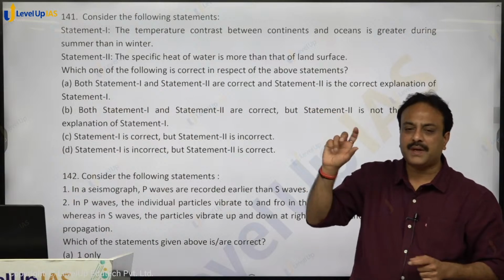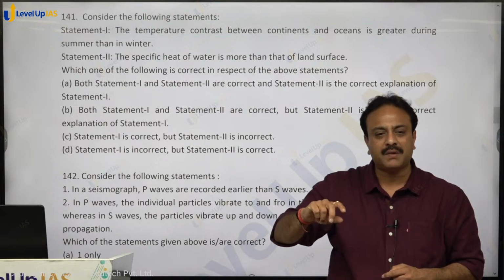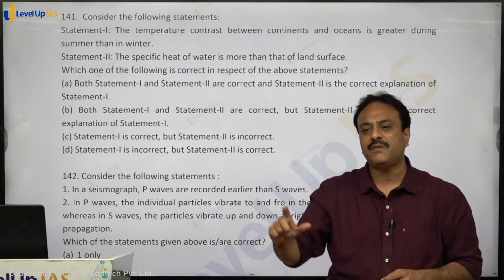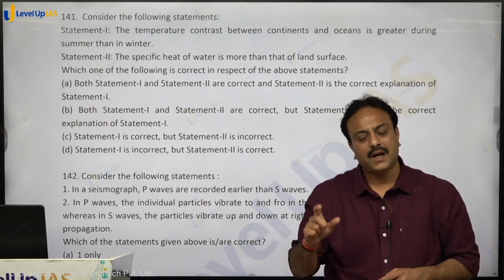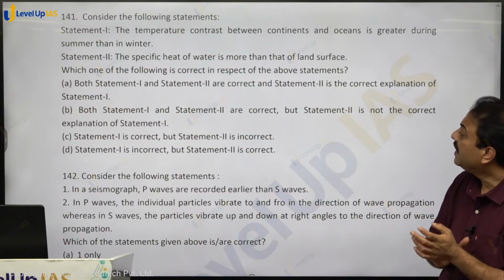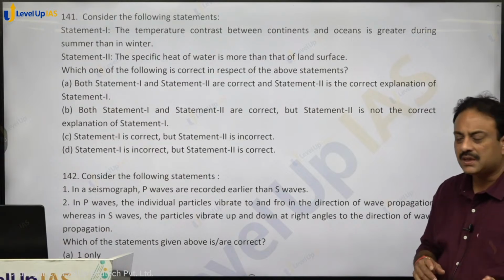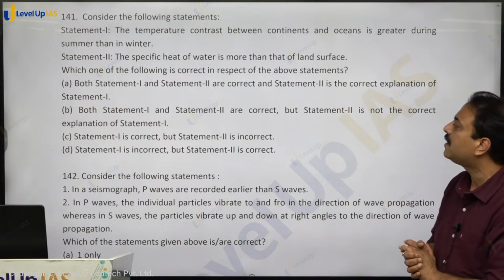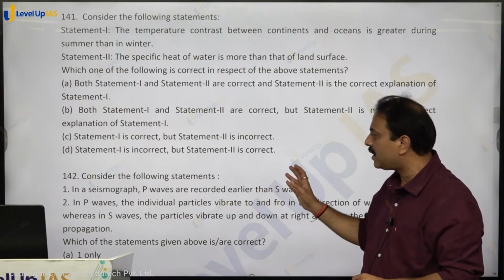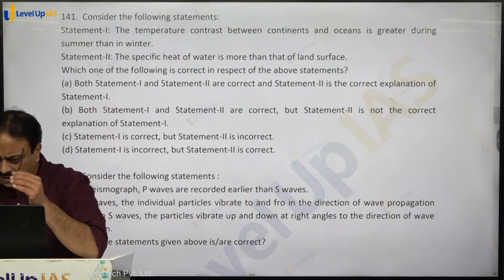It is talking about the temperature contrast. Contrast means range. So ocean temperature minus land temperature, or land temperature minus ocean temperature, that figure has to increase. That will increase in winter season, will reduce in summer season, and so the statement is wrong. Statement number 2, the specific heat of water is more than that of land surface. It is a very much accepted fact, 100% correct statement. So statement 1 is incorrect, 2 is correct. Answer D, D for dog, shall be the right answer.